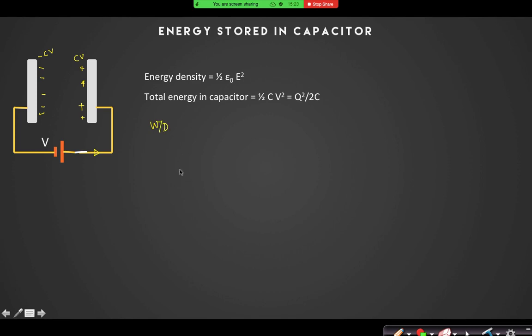CV square. Yes, work done by battery is equal to V into delta Q. Now what is delta Q? Initially 0, now it is CV. So it is CV square, whereas the energy in the capacitor is equal to half CV square. Right? So now the question is where the rest part of the energy went during that charging process. The rest energy, which is half CV square, actually was lost as heat energy in the conducting wires, right?